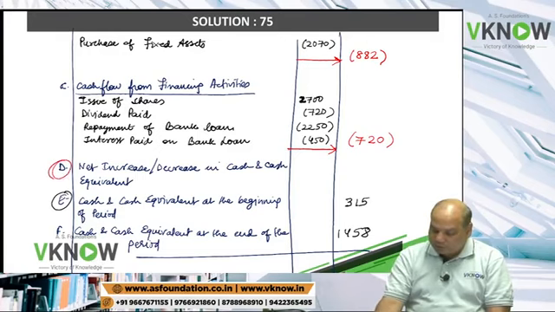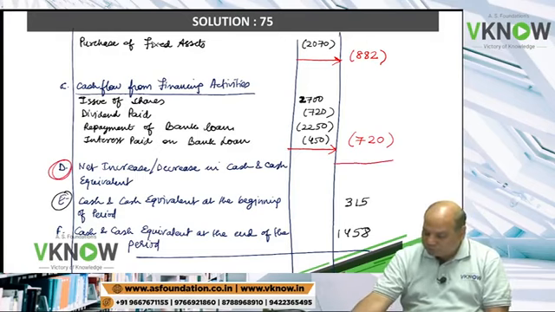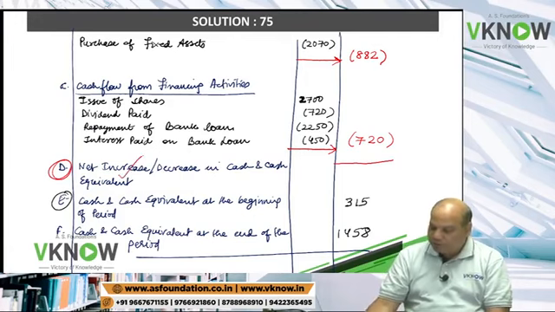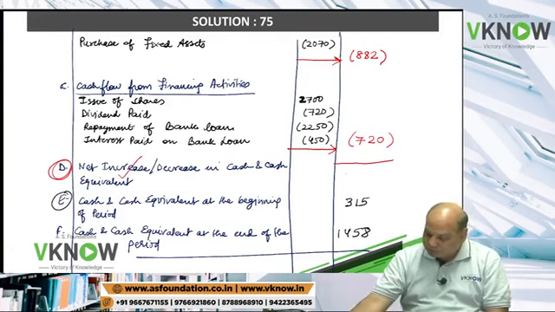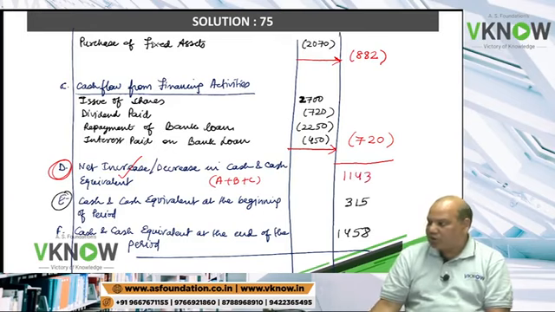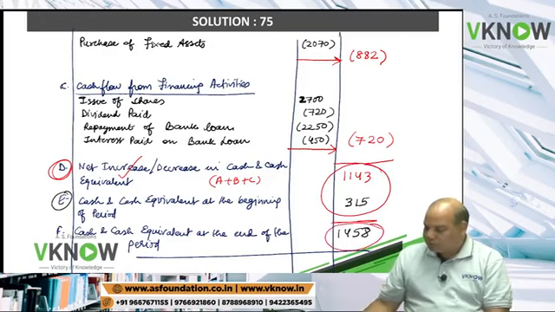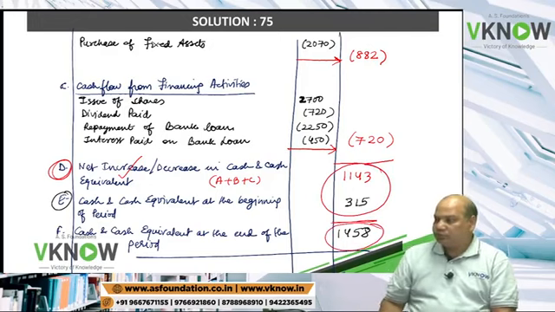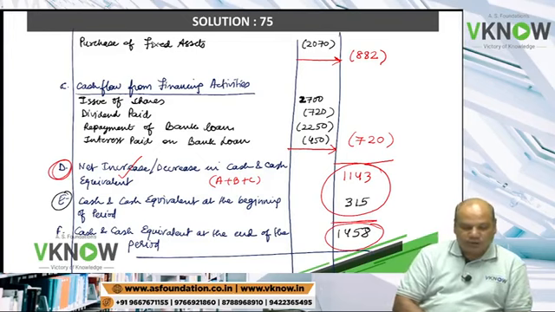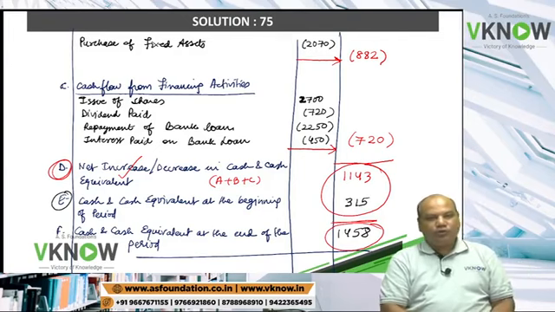And therefore net increase in cash and cash equivalent, you take the total of A plus B plus C, 1143. That is right. And only cross check whether this total is equal to 1458.